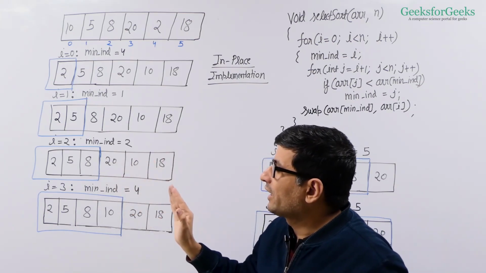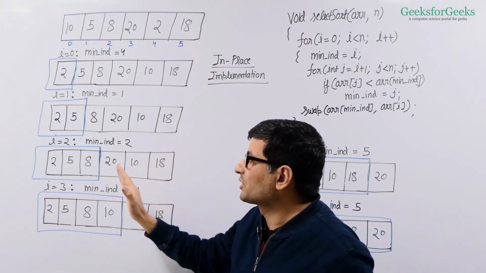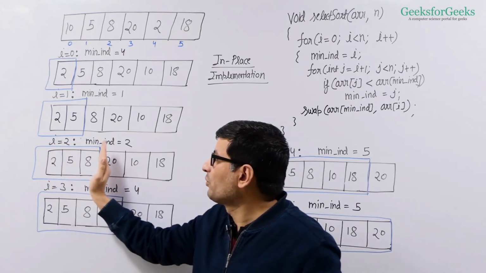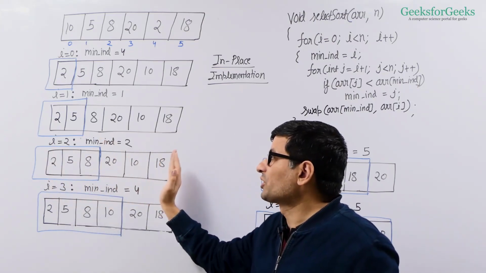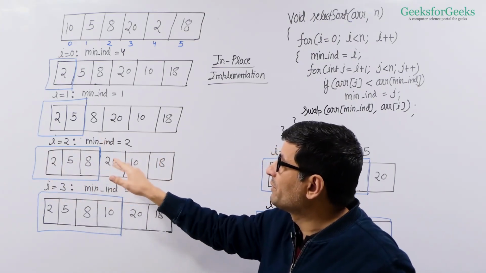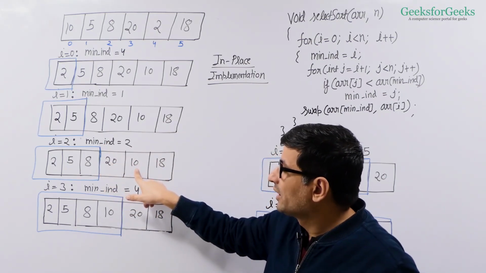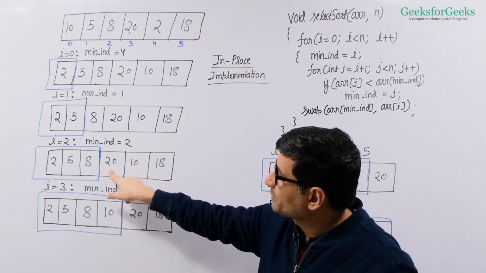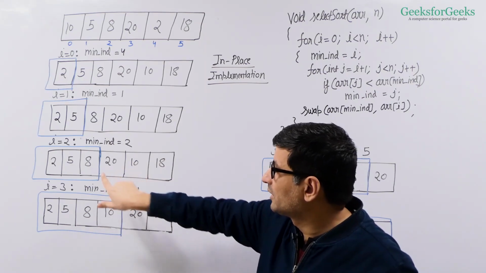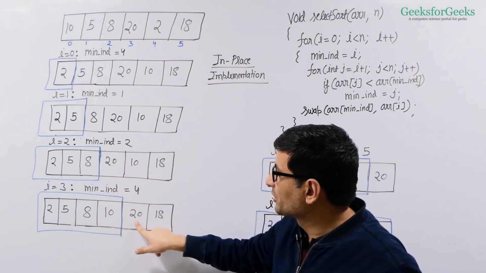Please note that at every point we are maintaining two arrays: one array which is already sorted and one sub-array which is yet to be sorted. And we find out the minimum element in the unsorted part. So the minimum element now is 10. And where should 10 go now? It should go at this position. So we swap these two elements. So 10 comes here and 20 goes there.